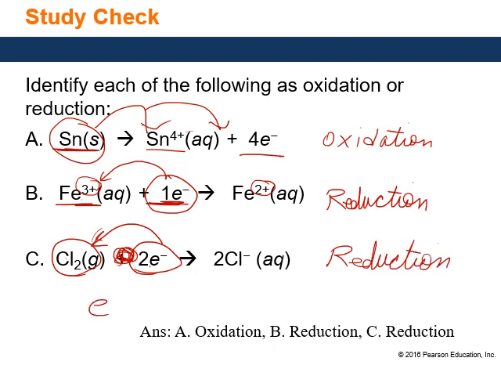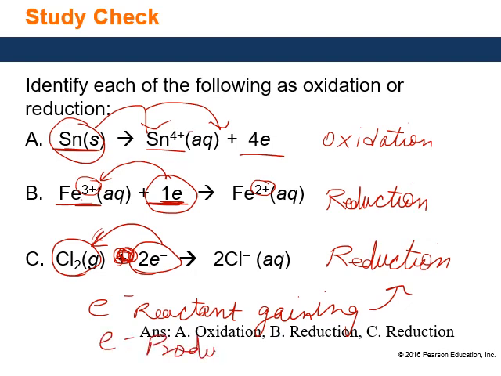So if your electrons are on the reactant side, that means you're gaining electrons. So it is reduction. If your electrons are on the product side, meaning you got rid of this electron, it's a product. It was with you first, now you have lost it. So it's a product, that means it has lost the electron. So this is oxidation. That's one way to recognize oxidation and reduction.